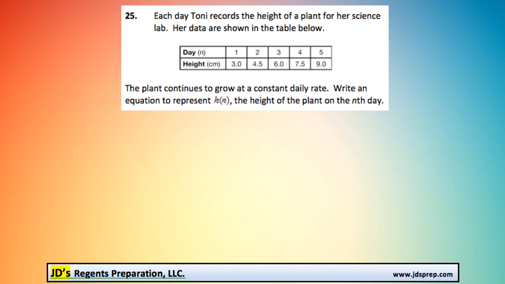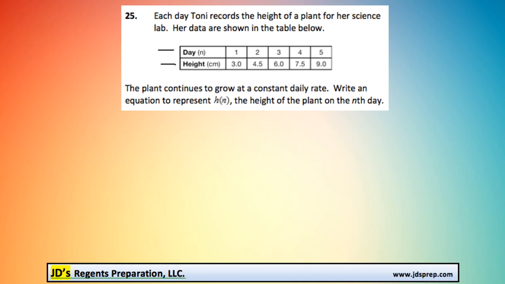Welcome to problem number 25 from the August 2015 Algebra Regions exam. In this question we've got a set of data here. We're comparing the number of days to the height of a plant. And it says the plant continues to grow at a constant daily rate. Write an equation to represent h of n, the height of the plant on the nth day.